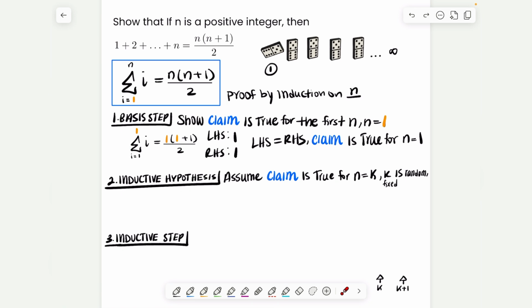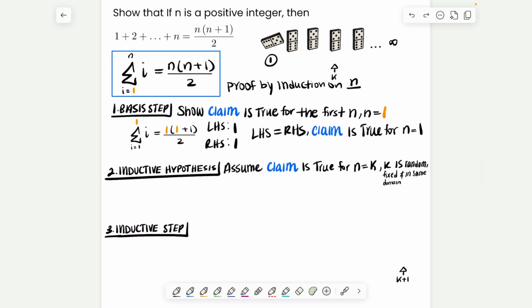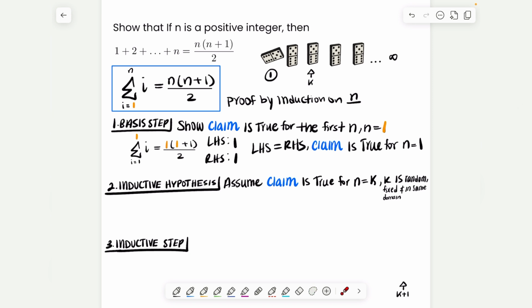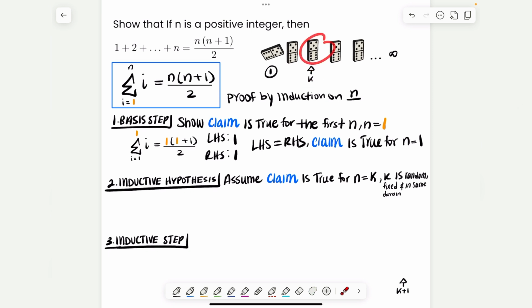In our problem, that means that we're going to pick one fixed positive integer. And it is in the same domain. In the analogy, that means I'm not going to pick a domino from another set of dominoes. I'm going to pick a domino from this set of dominoes. In our problem, that means I'm not going to pick a number such as 1/2. 1/2 is not even a number in the same domain. We're in the domain of positive integers. So whichever number I pick, k is going to be a positive integer. It's going to be a domino in the same set. So in the analogy, I'm going to pick a random domino, let's say this one. I'm going to call it my kth domino, and I'm going to assume that it falls, which means I'm assuming the claim is true for that domino.